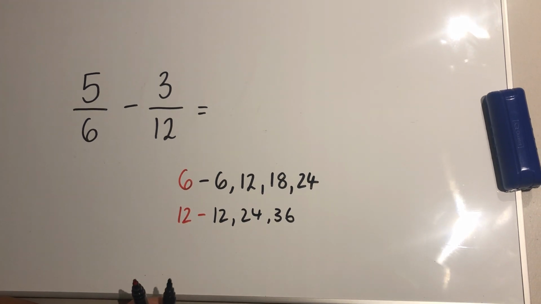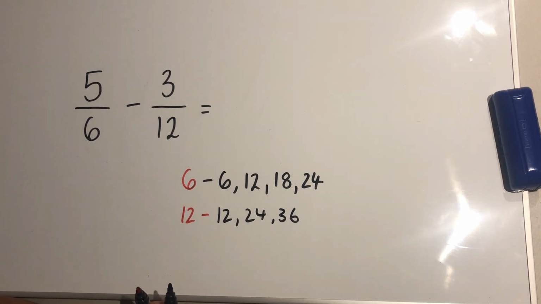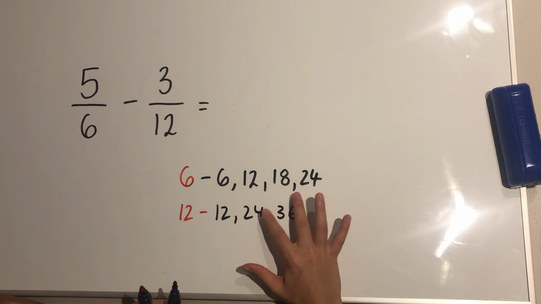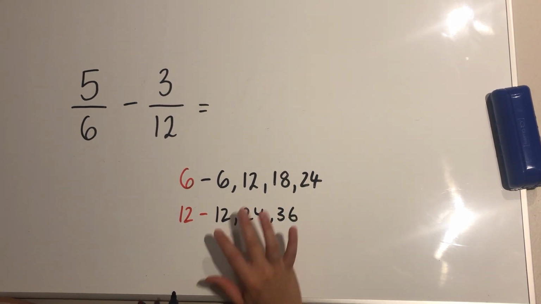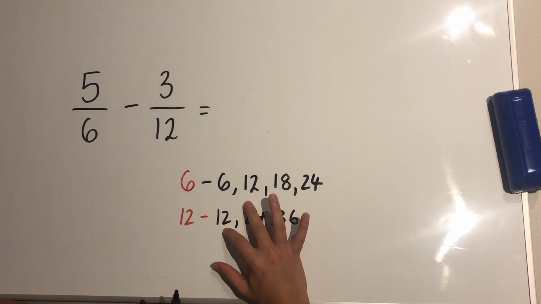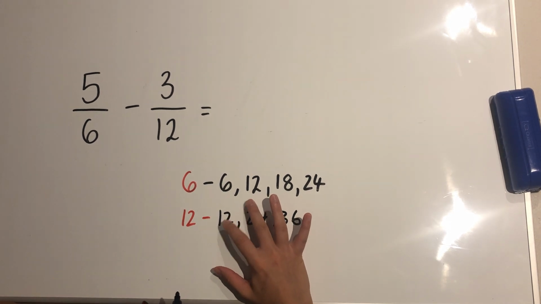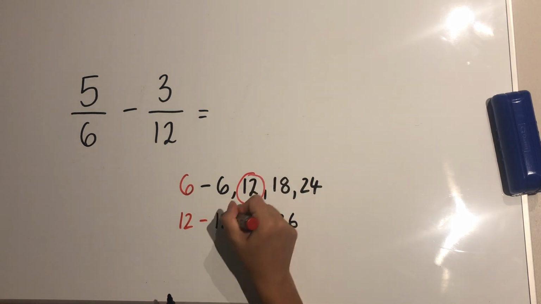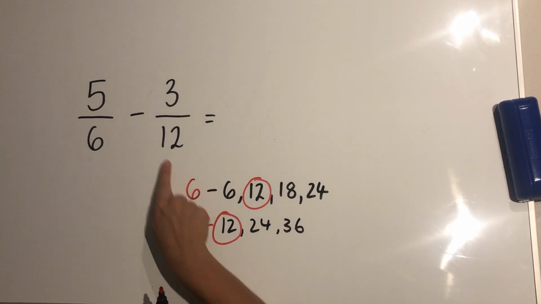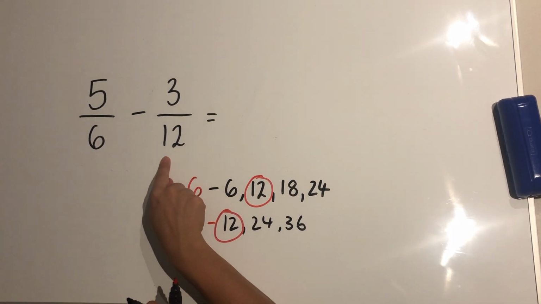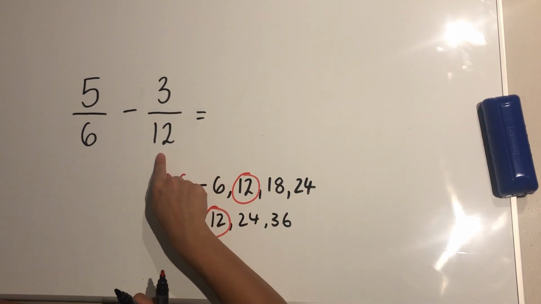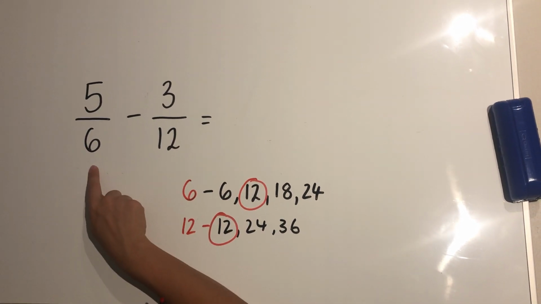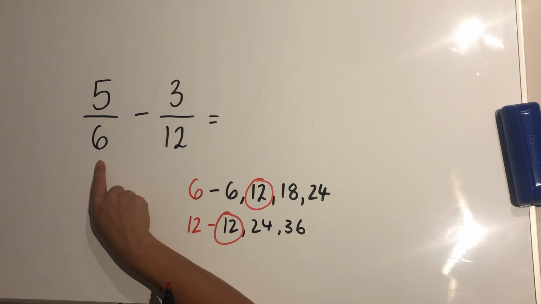Now we want to find the lowest common multiple. So here we can see that 24 is a multiple of 6 and 12, but 12 is also a common multiple of 6 and 12. So we want to pick the lowest one, which is 12. So we can see one of our denominators is already 12, so we don't need to do anything to this fraction. So we're only going to have to change 5 over 6.